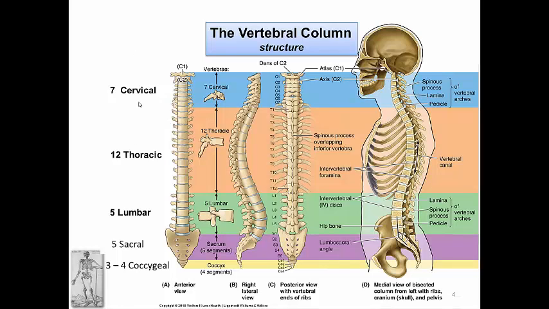We have 7 cervical vertebrae, 12 thoracic, 5 lumbar, 5 sacral, and 3 to 4 coccygeal. Note please that the sacral vertebrae down here are fused, as are the coccygeal vertebrae. So in total we will end up having 32 to 33 vertebrae. Of these, the first 24, so the presacral ones, are all movable.